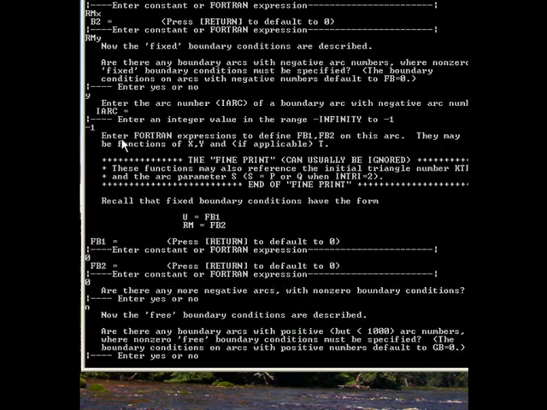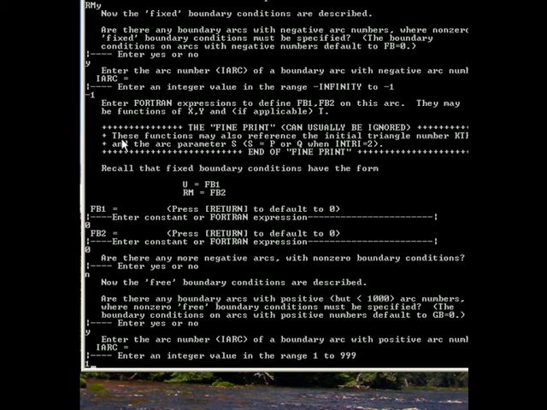So, okay, free boundary conditions. Here comes the hard part. Do I have any free boundary conditions? Yes. On arc number +1.